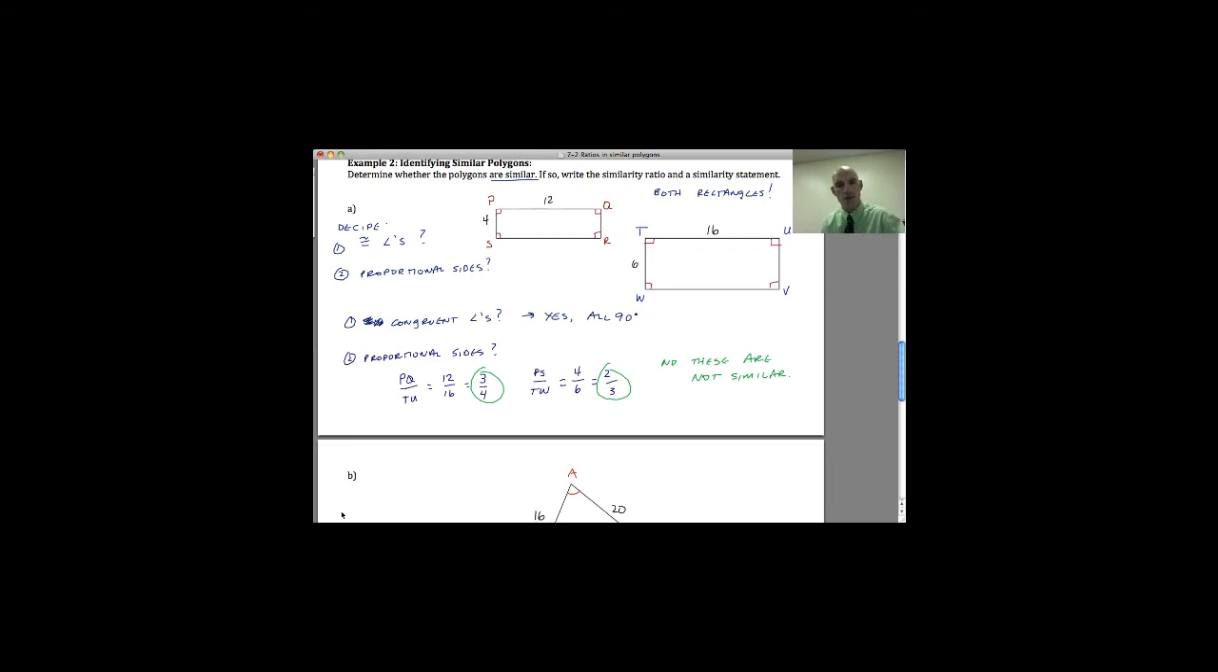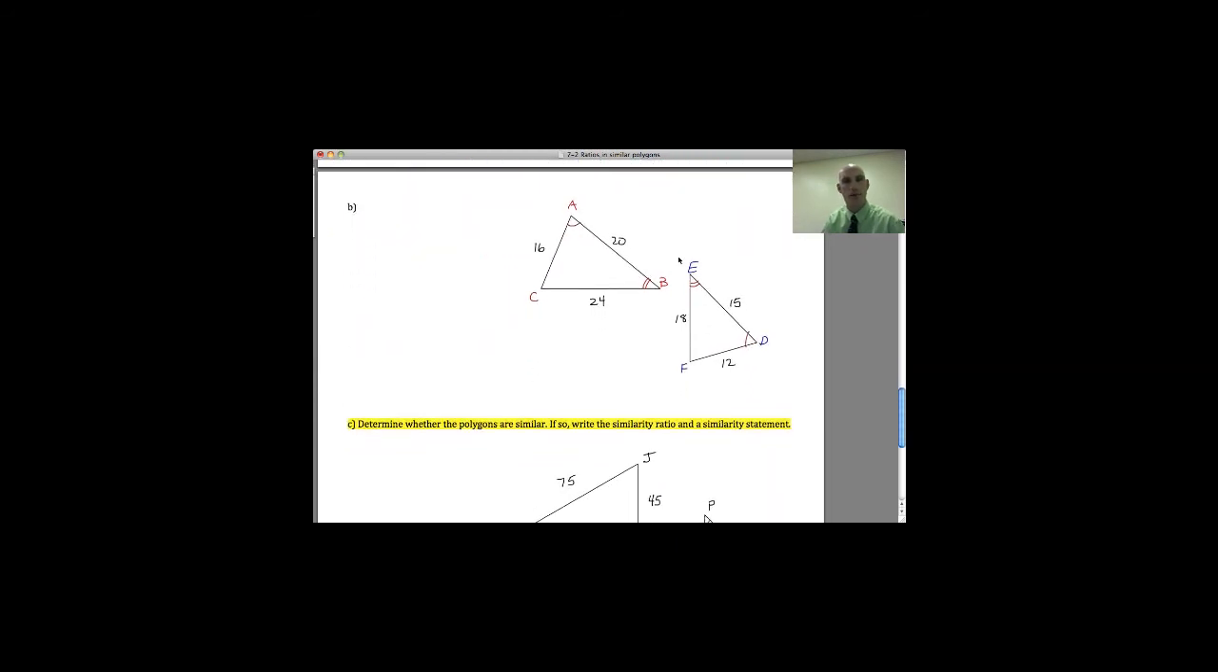Let's compare 3/4 and 2/3. They're not the same. So, no. These are not similar. They're not similar because the corresponding sides are not proportional. And so, let's move down and work on example B.